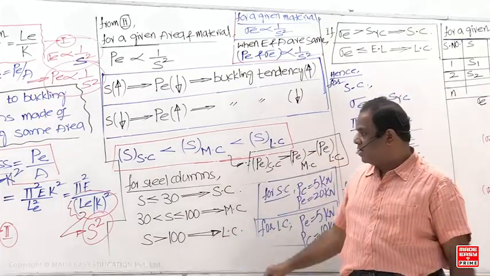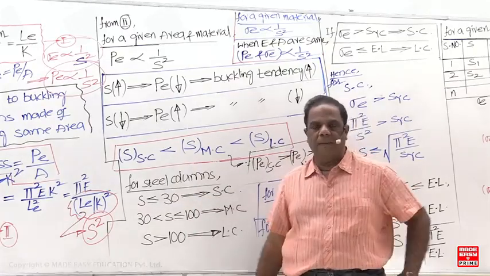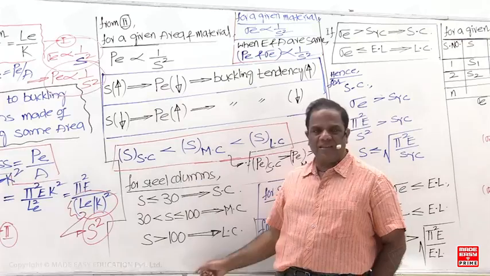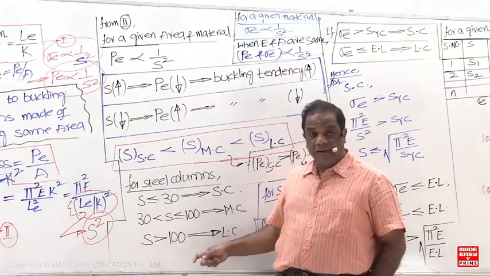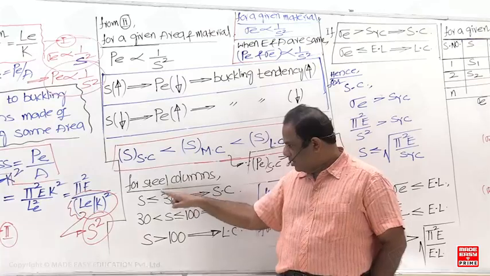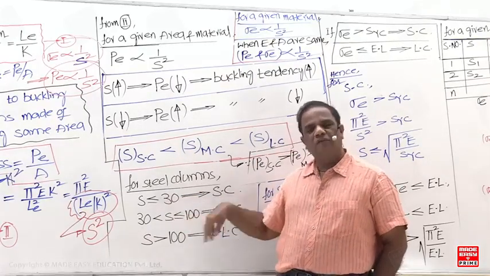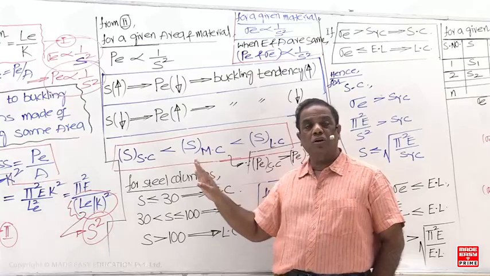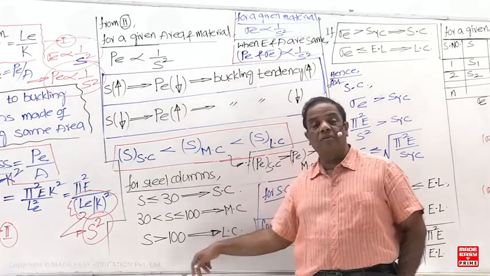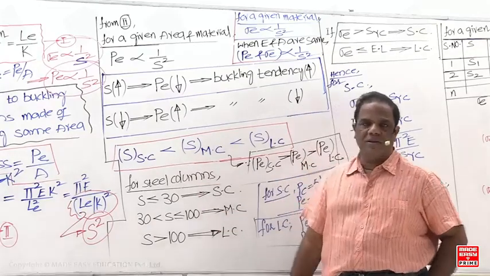But somebody will ask now, sir, how did you get these values? That I'm going to discuss now. Generally in all the textbooks, they are given like this. But these values are valid for steel. If I change the material, these limits may change. But whatever the material, short columns always have a lower slenderness ratio, and long columns have a higher slenderness ratio. Now we'll discuss how we got these values.